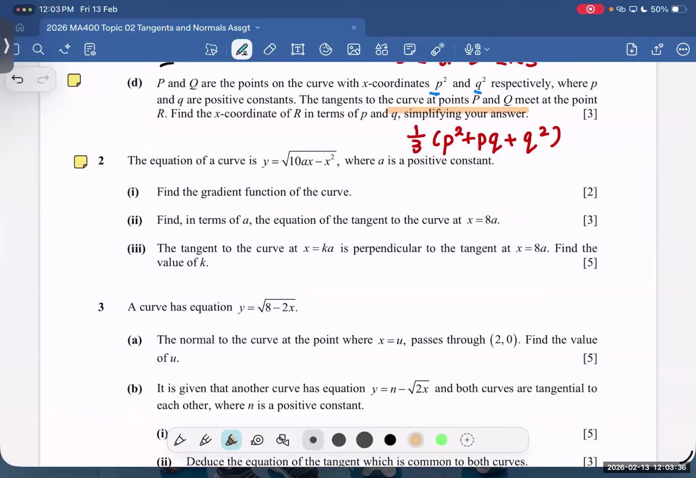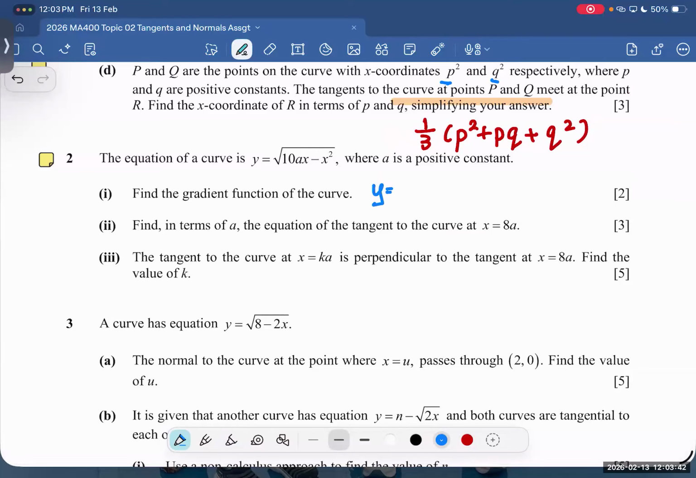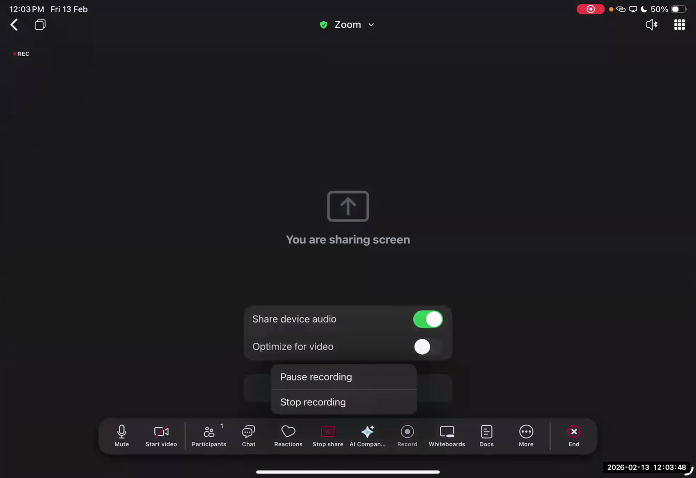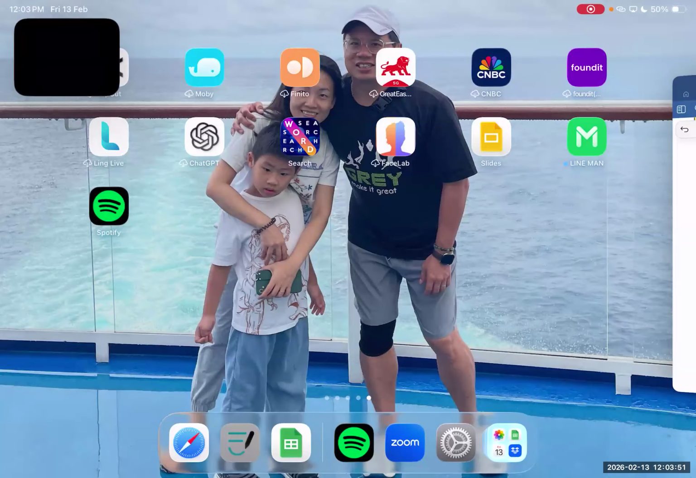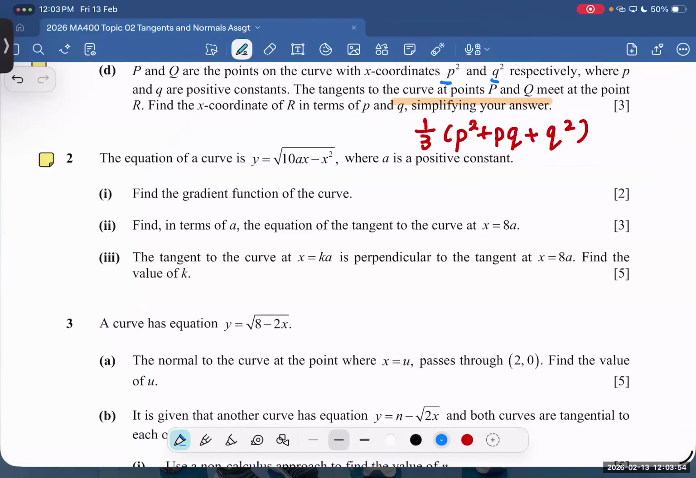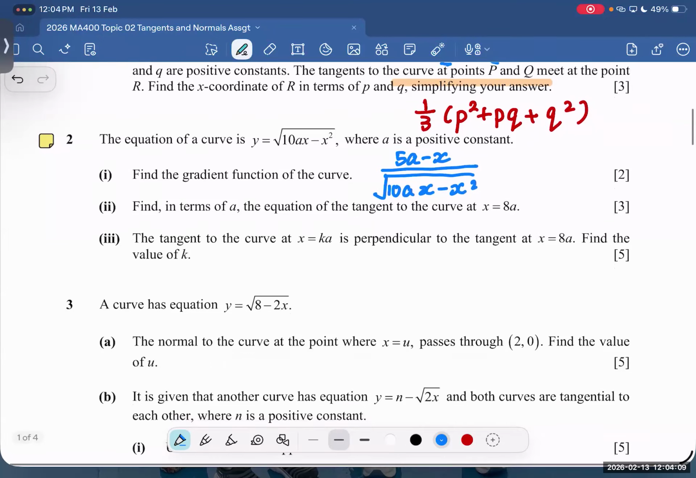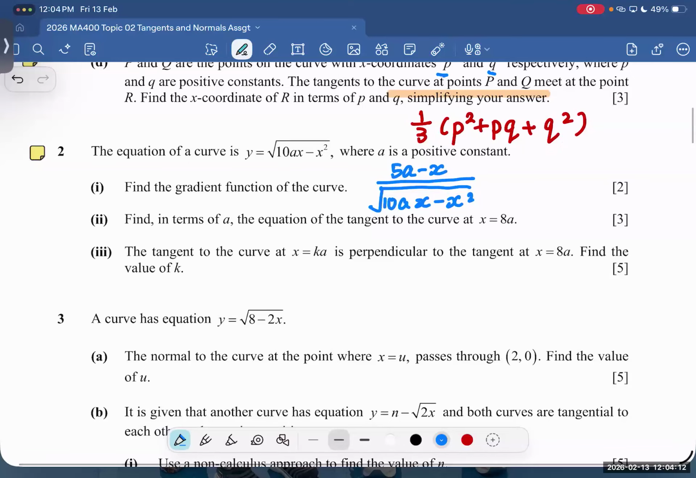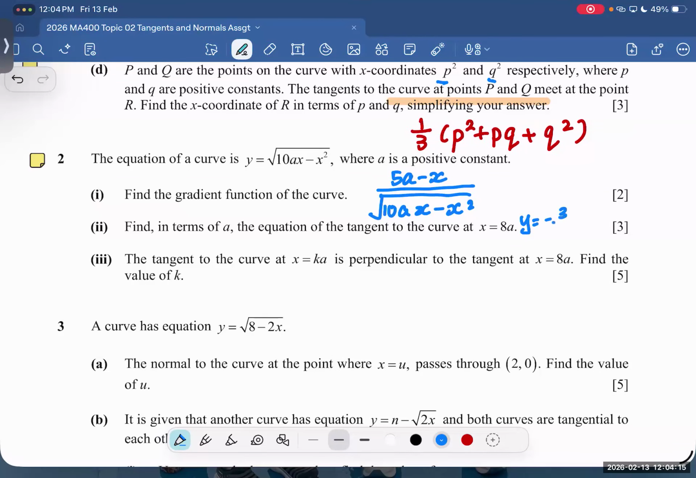Okay, so I will go on to question 2. Question 2. Okay, you can write the answer in index form. Allow me to write it for you to check your answer. Okay, 5a minus x, 10ax minus x squared. Okay. For part 2, y equals negative 3/4 x plus 10a.